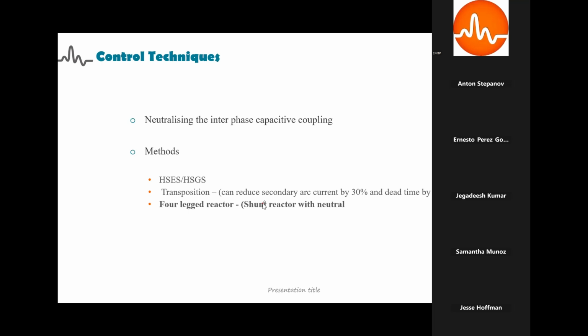So what are all the ways in which it can be attained? One is using a high speed earth switch or ground switch. Another is transposition. The third one is a four-legged reactor, that is an additional reactor, NGR, at the neutral of the shunt reactor. The first two options are not discussed here. However, NGR is widely used and it's almost mandatory because it also helps us to detune the circuit from resonance conditions. So we'll focus on the third option, NGR.